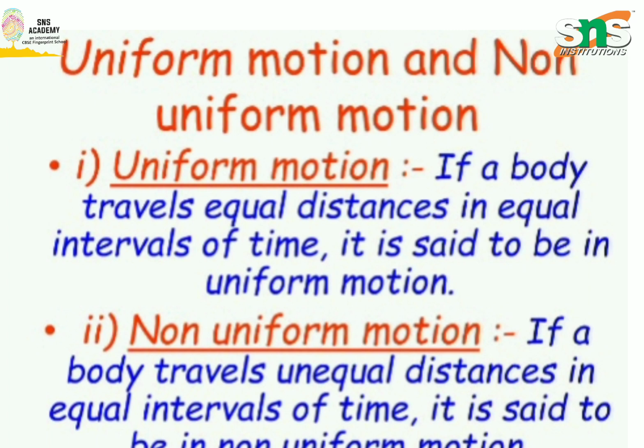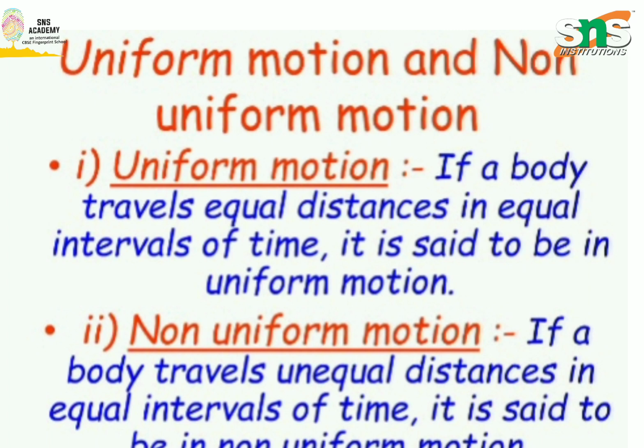What do you observe? The object covers 5 meters in each second, correct? So as the object covers equal distance in equal intervals of time, it is called uniform motion. Uniform means same. So which will be the same here? Distance and time will be the same. So uniform motion is nothing but motion of the object which covers equal distance in equal intervals of time. Or else, motion of the object which has the same speed, that is constant speed, is also called uniform motion.